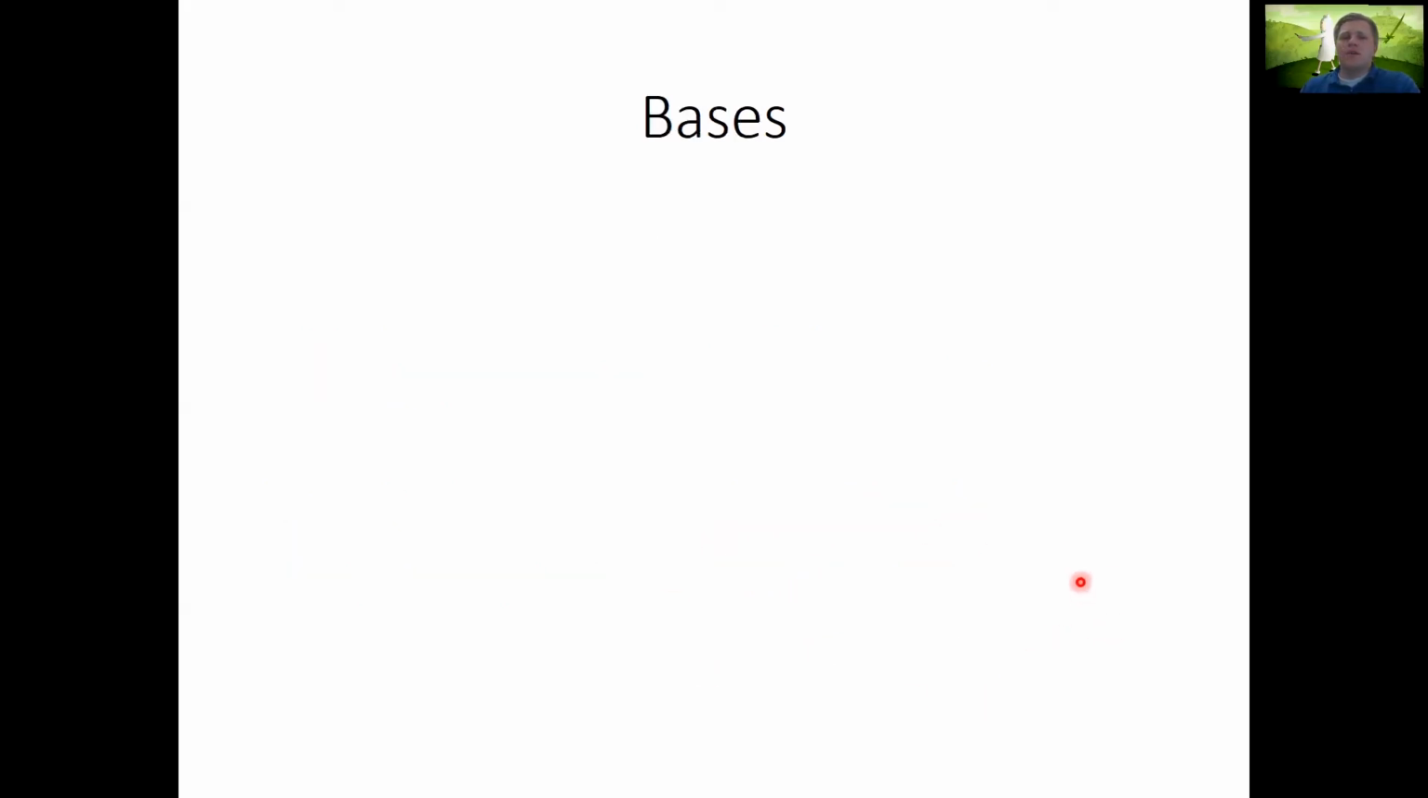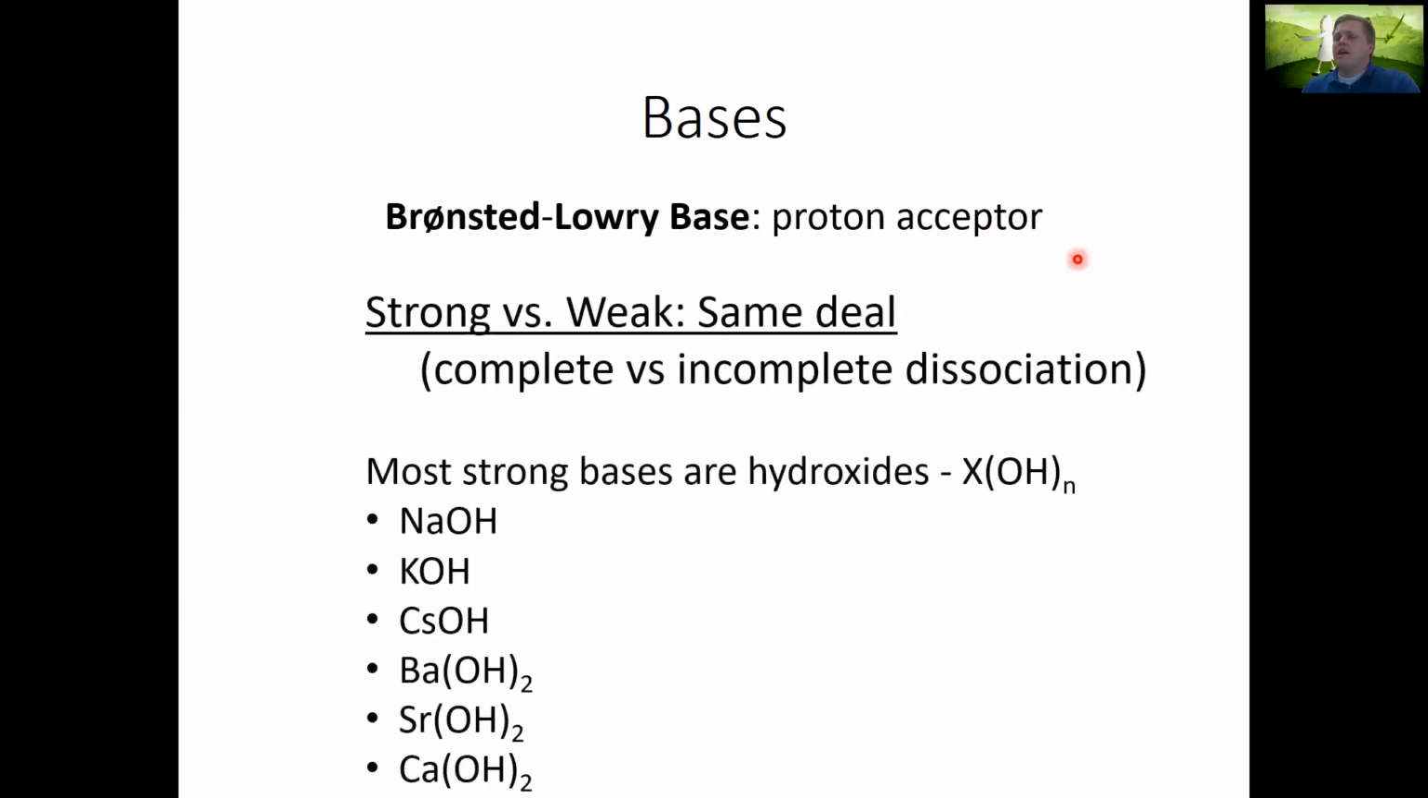For bases, we have a similar situation, but it's the opposite. So according to Bronsted and Lowry, a base is something that accepts protons. And the difference between a strong and weak base is the same idea as the difference between a strong and weak acid. A strong base completely dissociates in water, whereas a weak base has incomplete dissociation.